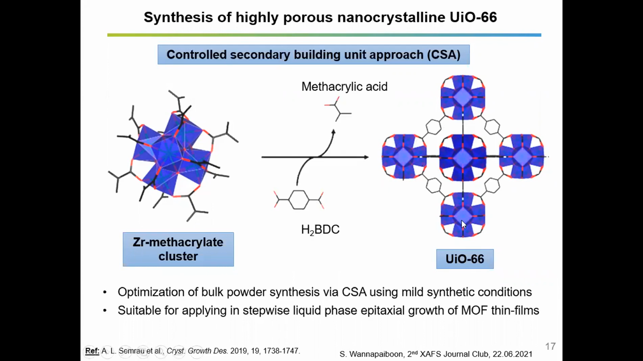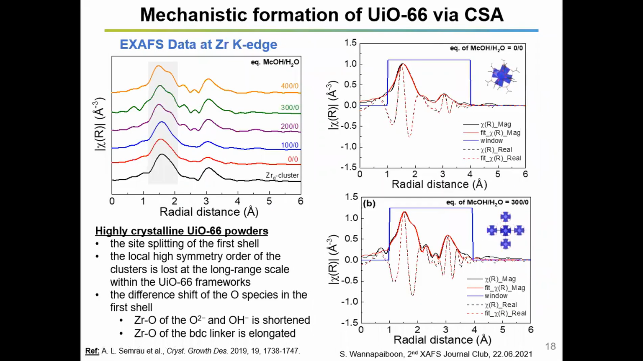So we use EXAFS in the X-ray region in order to identify the formation of MOF together with X-ray diffraction techniques. What we can see is that in the case of using a low amount of modulators and a low amount of water, just the metal clusters and the organic ligand itself are forming, and the XRD is a broad spectrum. And also from EXAFS, you can see that the first shell is only one node here.